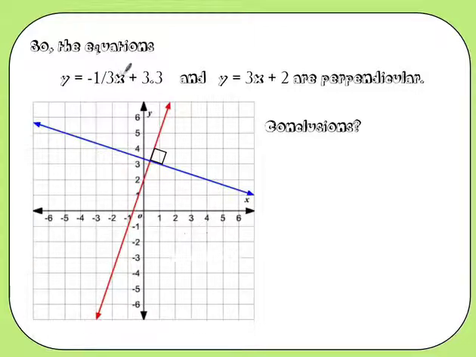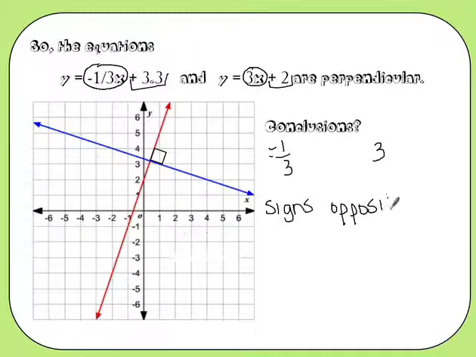So let's compare these two lines. Y equals negative 1/3 x plus 3, and y equals 3x plus 2. Again, the y-intercept is not going to tell me a whole lot about these two lines, but the slope will. So let's look at the two slopes. I've got negative 1/3 and 3. And the first thing that I notice is that the signs are opposite.